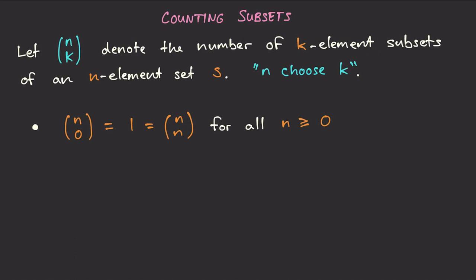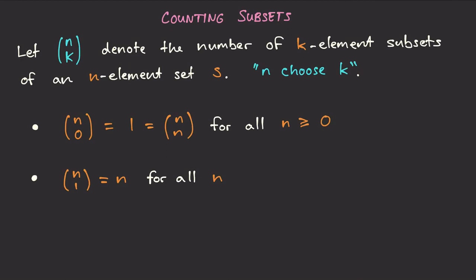Similarly, it's not hard to figure out what n choose 1 should be. If I have an n-element set, then n choose 1 is the number of 1-element subsets of that set, which is of course the same as the number of elements, namely n. So n choose 1 is always equal to n.